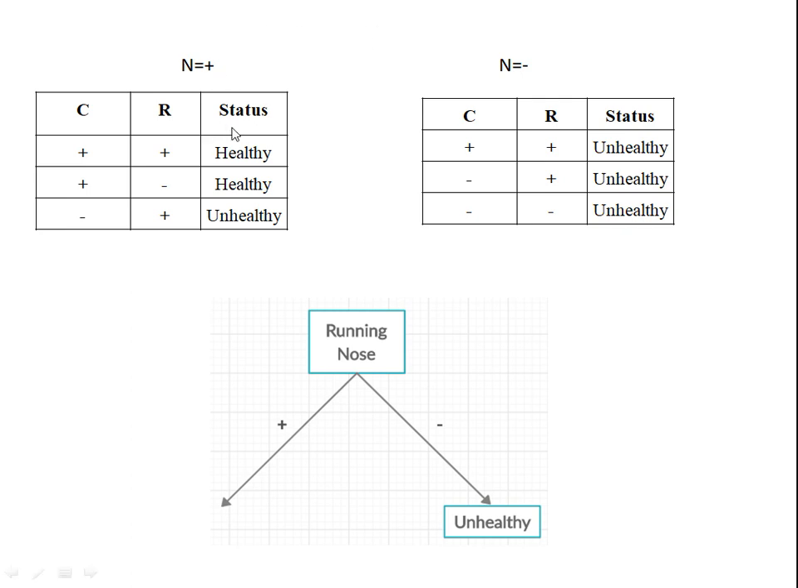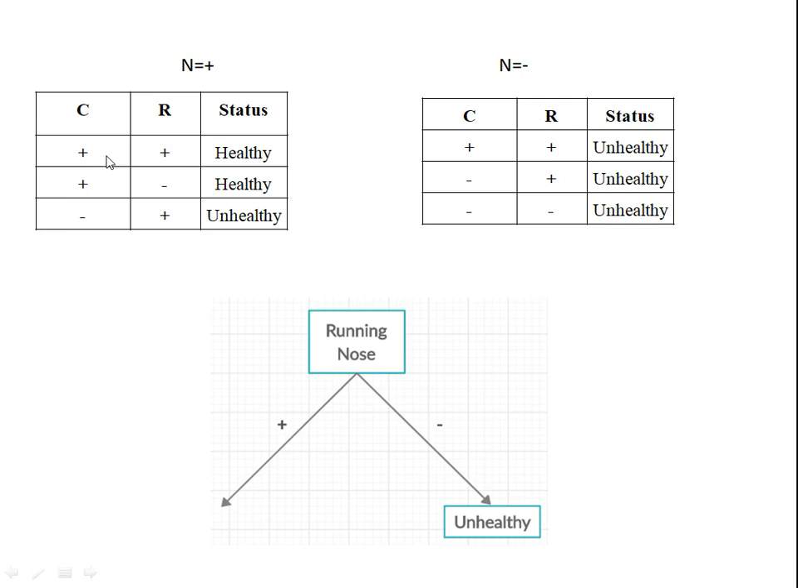Now here we need to check the right-hand side, that is status. When n is minus, all are unhealthy, so there is no need of classification. Whenever n is minus, we get the final class as unhealthy. But when n is plus, 2 cases are possible: one is healthy and the other is unhealthy.